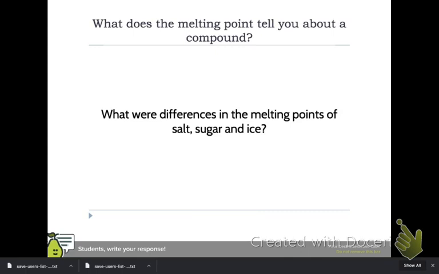So the melting point tells us about a compound, how strong the forces are that hold it together. If you have a weaker attractive force, you're not going to be able to withstand high heat. If you have a very, very strong attractive force, you will. So looking at the difference between the melting points of salt, sugar, and ice, we could see the ice, which was made of water, melted first, followed by the sugar, and the salt's not going to melt.